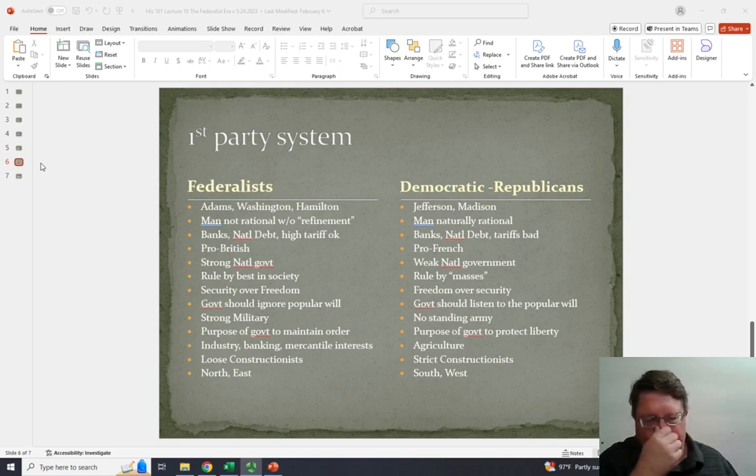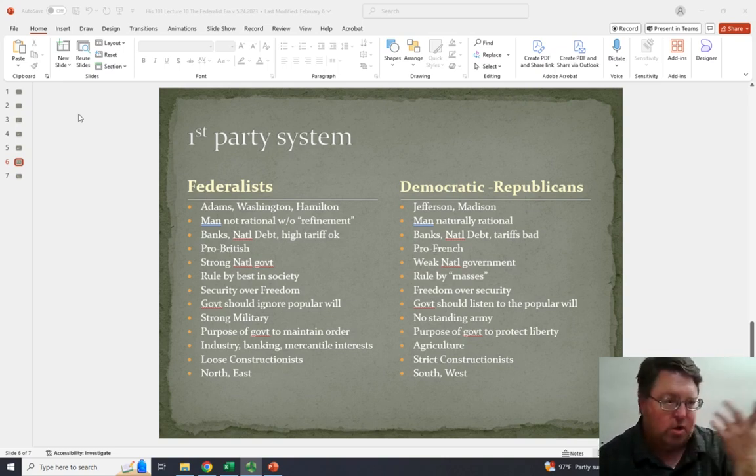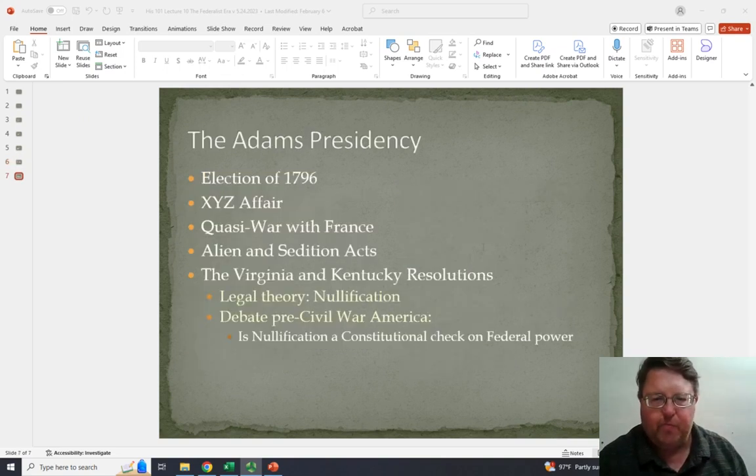Democratic Republicans were strict constructionists. If it didn't say it, you couldn't do it. The modern day Democratic Party are loose constructionists. Modern day Democrats read all kinds of stuff into the U.S. Constitution. And so you want to know those two things. So they're big in the South and the West.